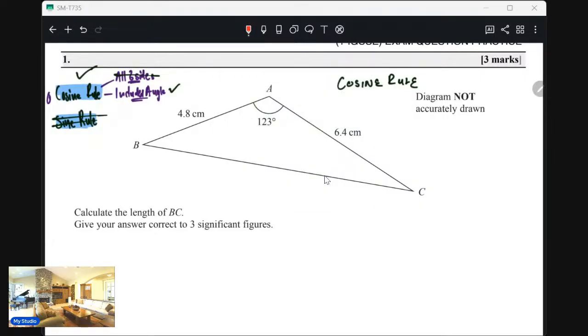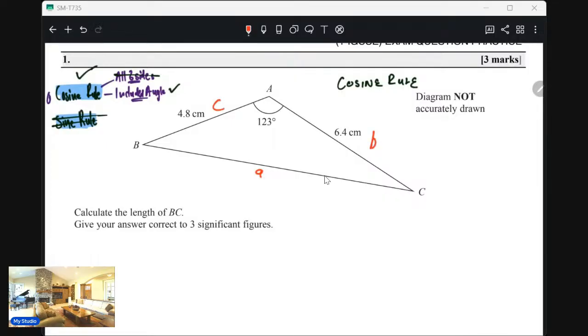Label your triangle. Don't change and do your own methods. I said you label the triangle, right? So let's label it. Opposite big A is what? Small a. Opposite big B is what? Small b. Opposite big C is what? Small c. We have labeled it.